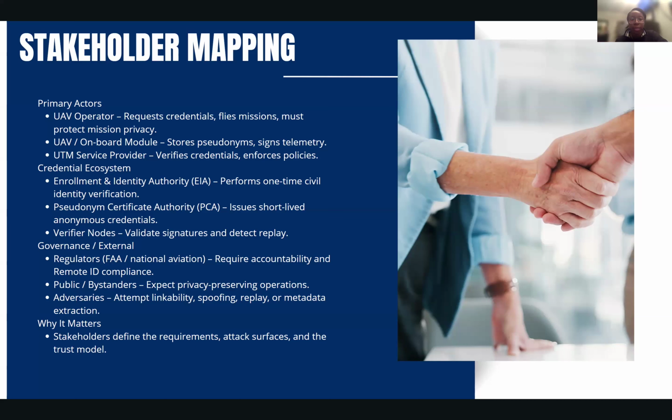The public and bystanders expect safe, privacy-aware operations over their heads, and adversaries are always present trying to link missions, exploit metadata, or inject false information. These stakeholders collectively define the requirements, the attack surface, and the trust model. Any realistic solution has to balance all of them, giving regulators accountability, giving operators privacy, and resisting adversaries at the same time. So, current identity-based UTM exposes operators and clients far more than is necessary for safety. As drones become critical infrastructure, those exposures turn into commercial, privacy, and security risks. Next, I will pass on to Varun to talk about our threat model.